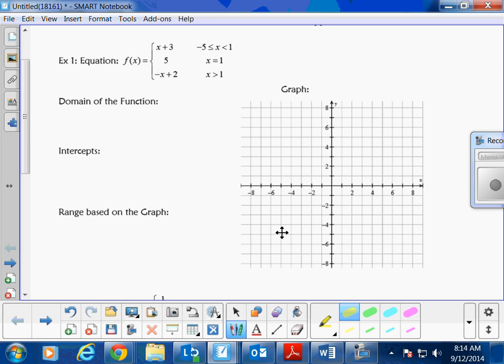our graph. Now, like this one right here in yellow, the first function only exists in a certain piece. It exists only from -5 to 1, which means it only exists in this piece here. And it does not include 1. Now, our next function, 5, only exists in one place, here. And that's this function that's right here.